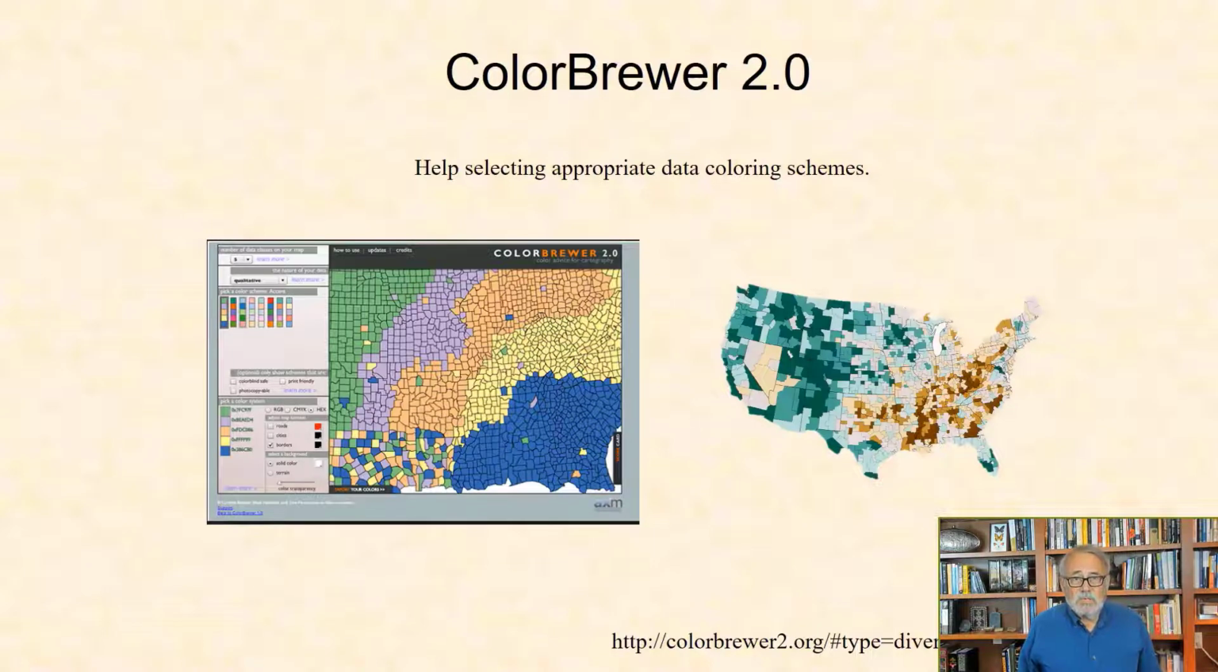One of the best websites on the World Wide Web is Color Brewer 2.0, based at Penn State University, and is used to help select appropriate data coloring schemes. Although it's primarily focused on the use of color in maps, the website generates color combinations that will work in a wide variety of different graphical, schematic, and text contexts.